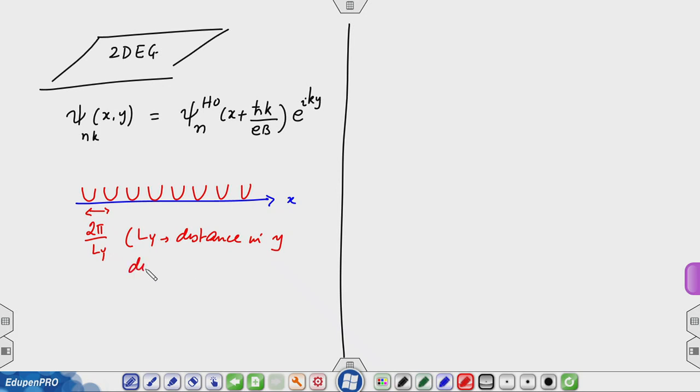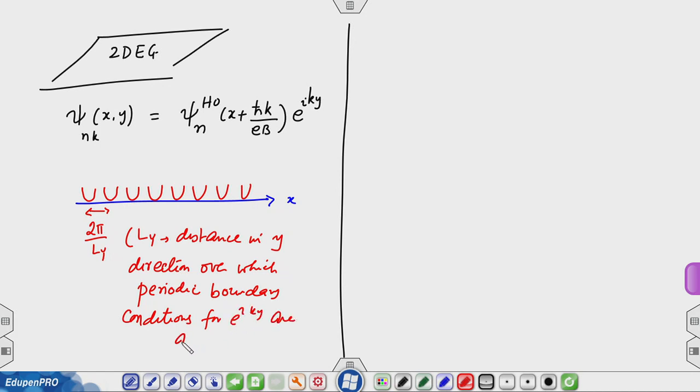where L y is the distance in the y direction over which periodic boundary conditions for e raised to i k y are applied. So, along x there are many of these levels. We make them like this, and these are all what are known as Landau levels.